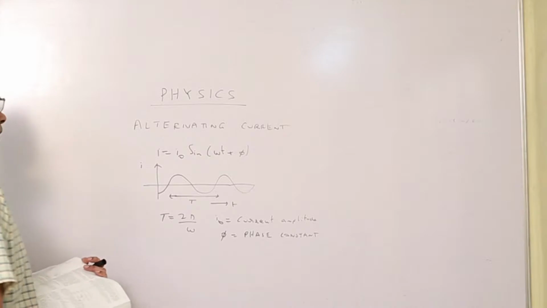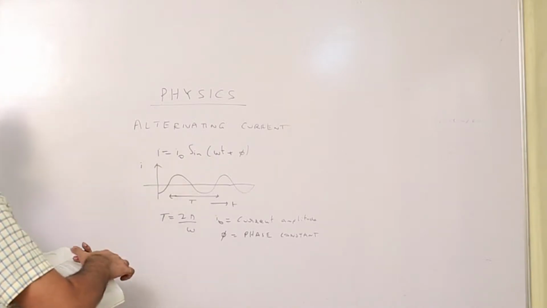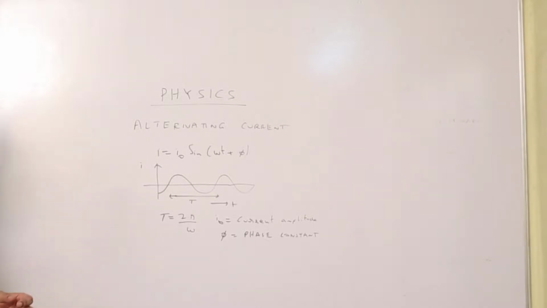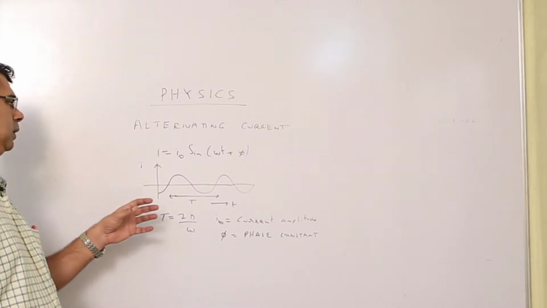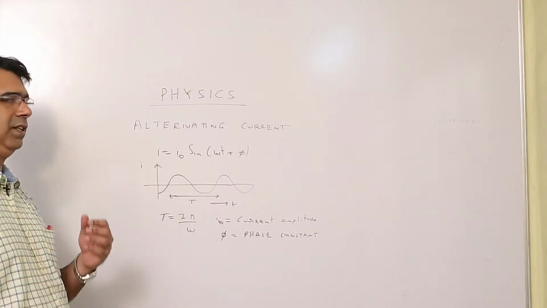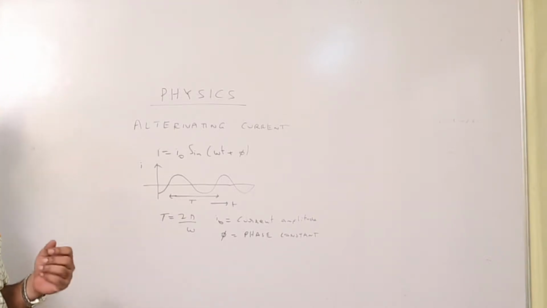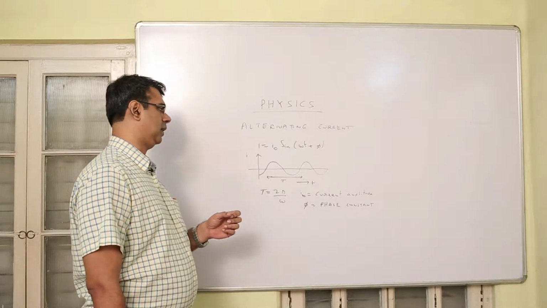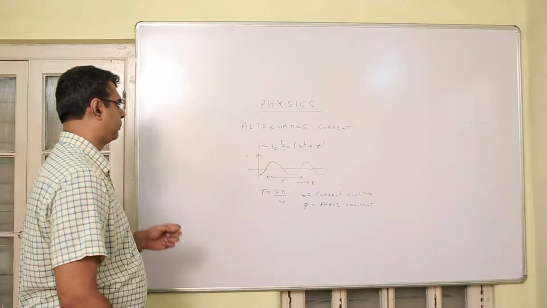Now one of the things which physicists were very curious to understand is how to use current for calculations such as energy consumption, power dissipation, etc. So this was a great concern to the physicists.